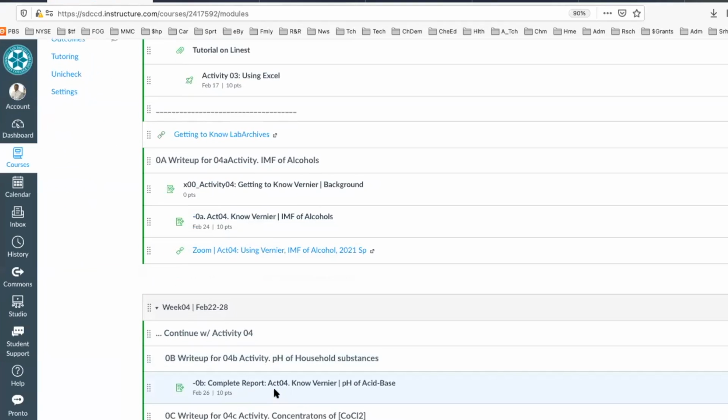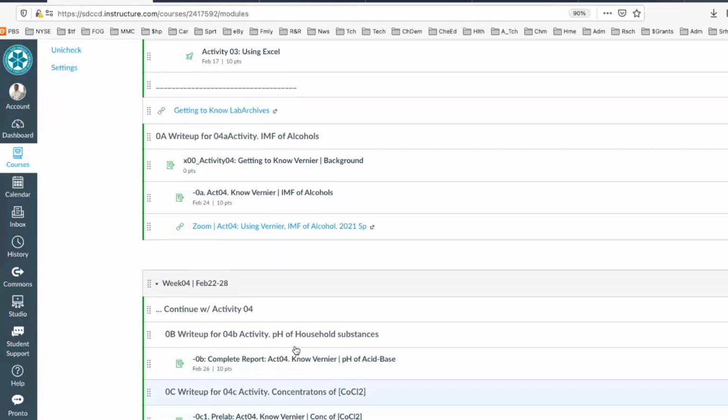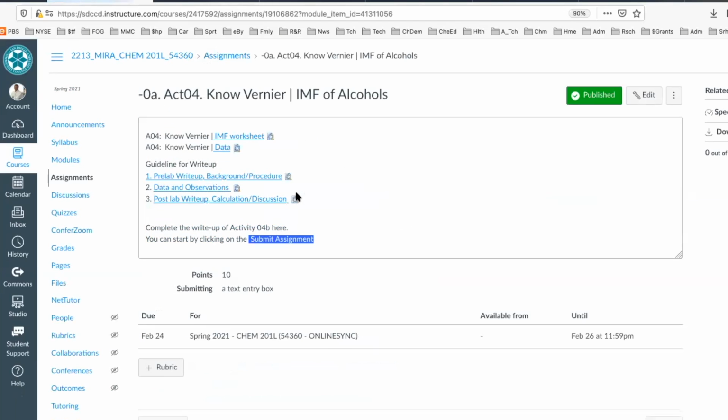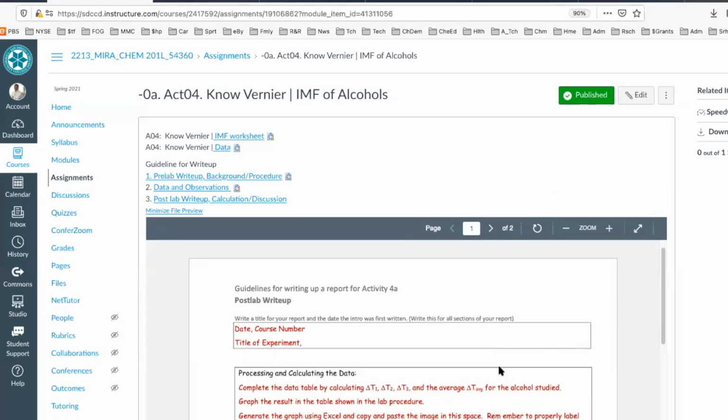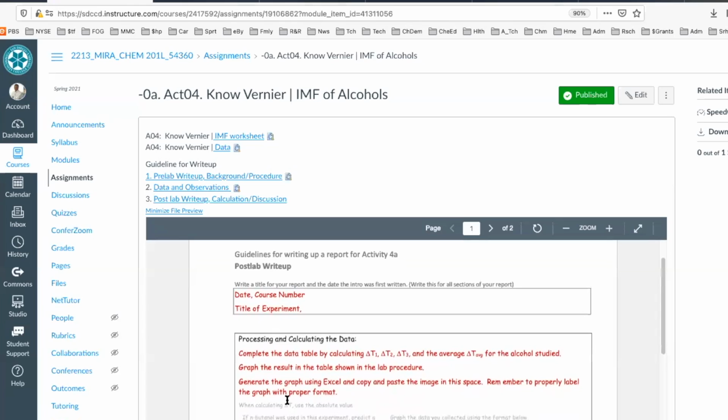Again, we go over here to this part right here. Click on that, and this is the post-lab write-up. Click on that, and this is the guidance. So again, a header, date, course number, title of experiment, processing the data. That's the first thing that you guys are going to be doing after collecting the data, after your data and observation.